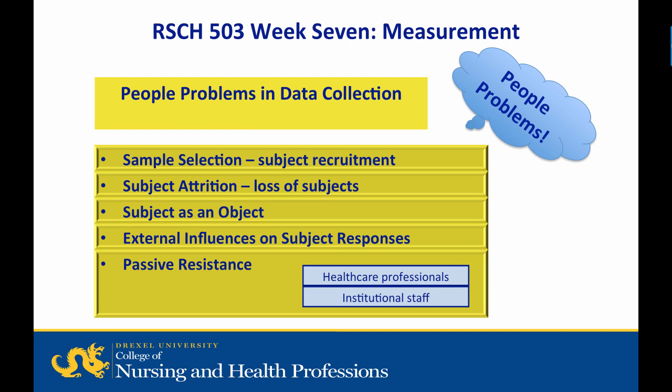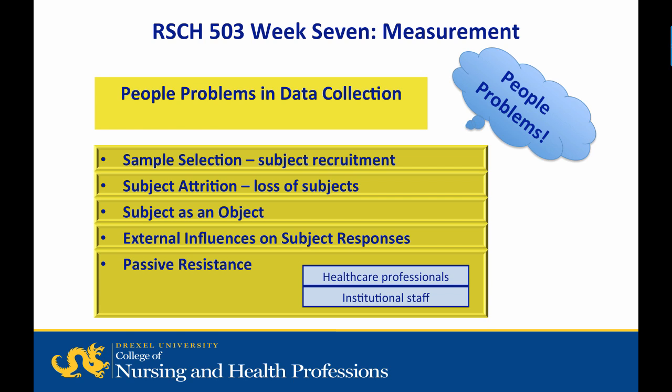Examples of various people problems that might be encountered in research include the following. 1. Sample selection. Can the researcher recruit enough subjects for an adequate sample size? 2. Do subjects become lost in the data collection period? Possible subject attrition or loss must be considered prior to actual data collection. How can attrition be minimized?